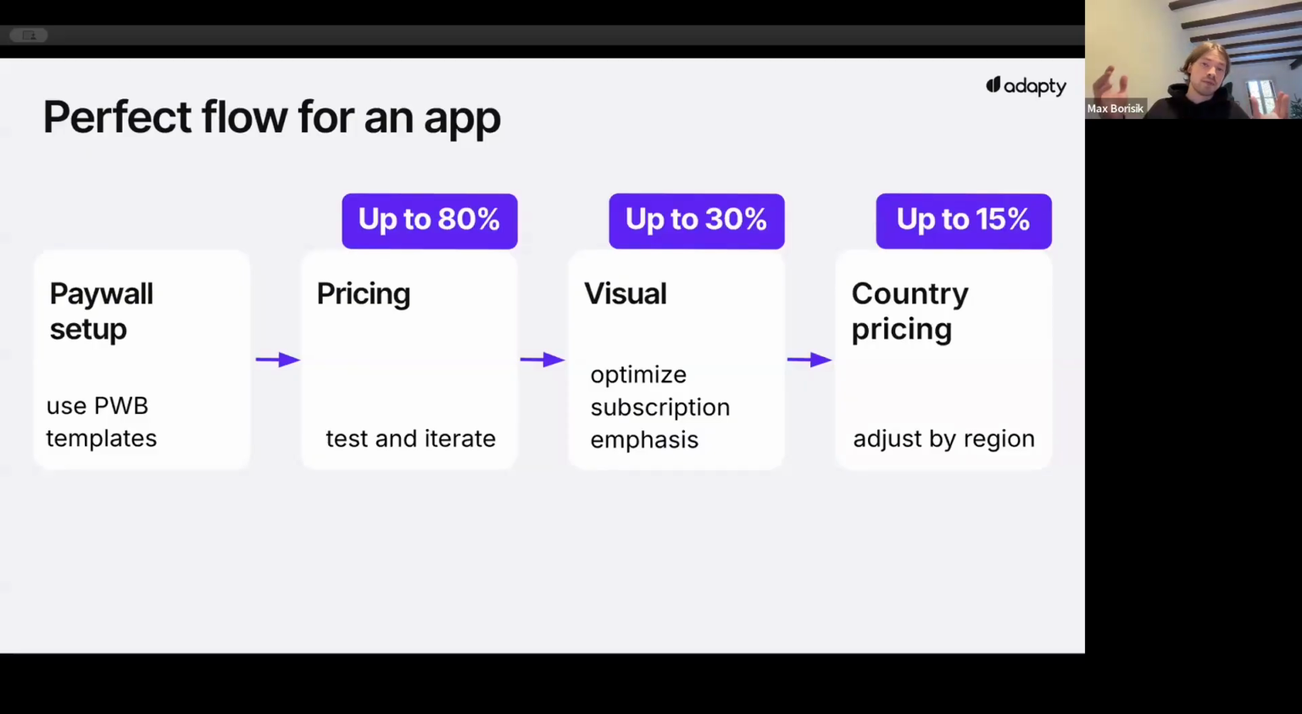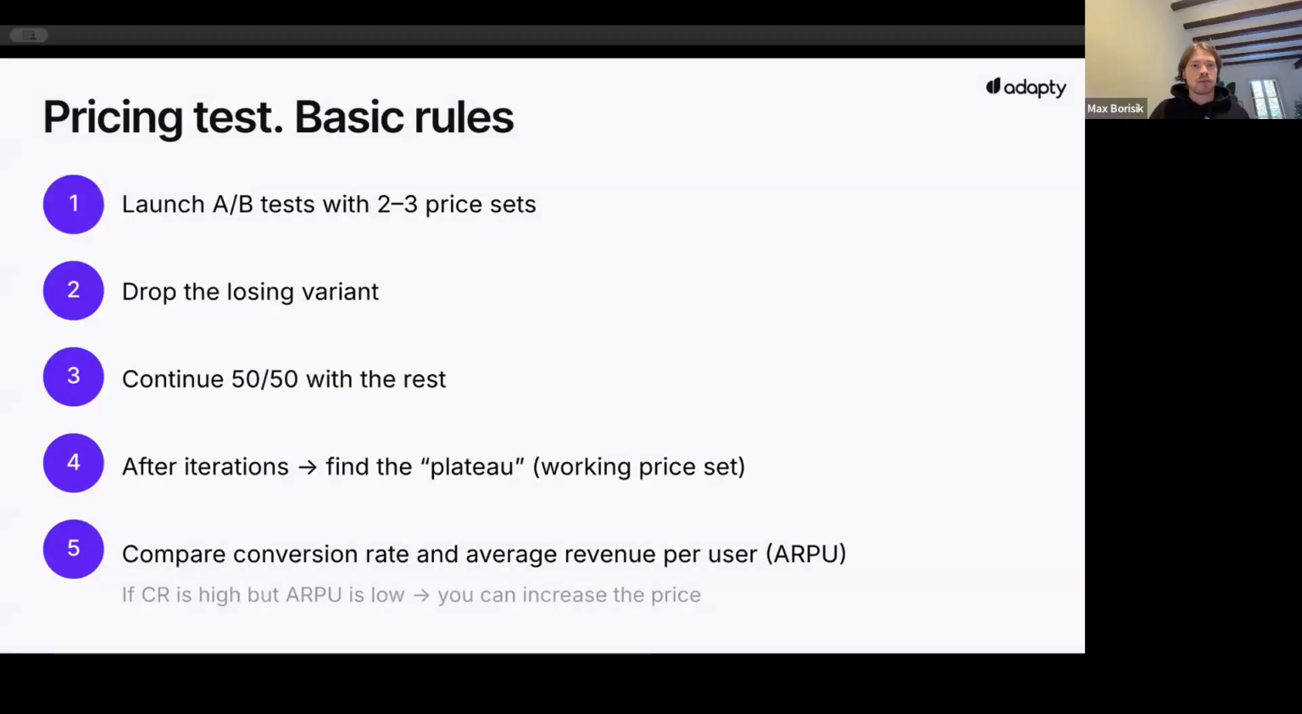So that's the step-by-step flow, which we see as the most efficient and the most optimal one, and it's also verified with the hundreds of apps inside of Adapty, with the ones I talked to about how they do it, to get the biggest results. And going deeper into each of these points, let's now talk a little bit about the pricing test.